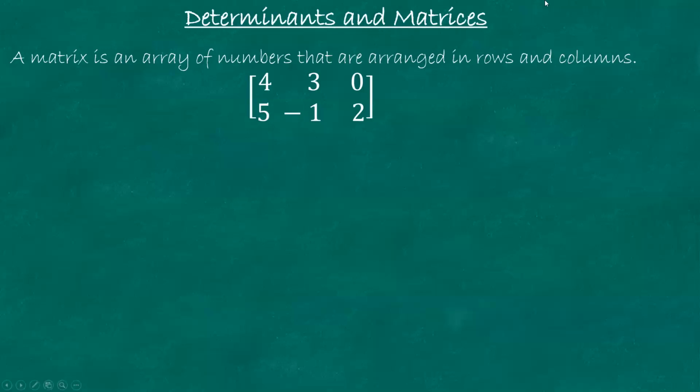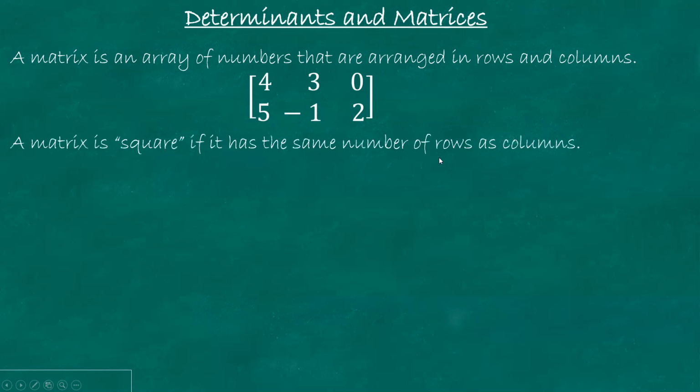So, for example, this is the rows and then this is the columns. A matrix is called a square matrix if it has the same number of rows and columns. Like this one, three rows, three columns.